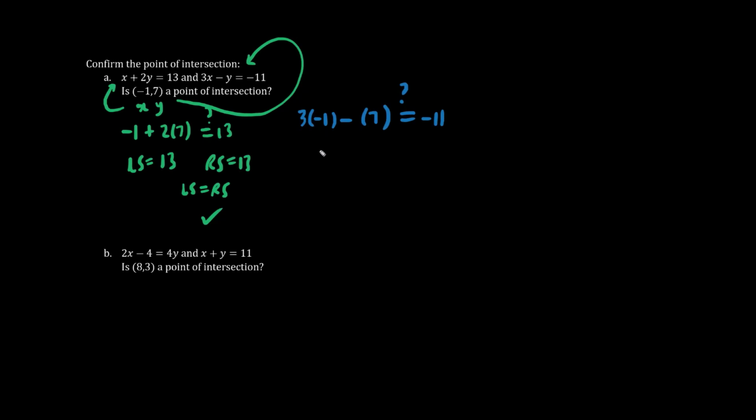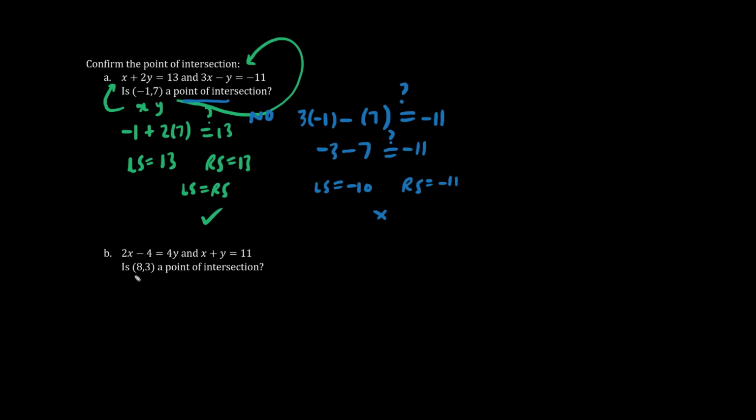3 times negative 1 is negative 3 minus 7. Does it equal negative 11? The left side is negative 10 and the right side is negative 11. So we say no, this point is not on the second line. So therefore, overall, even though this point is on this line, we're going to say no, it is not a point of intersection.